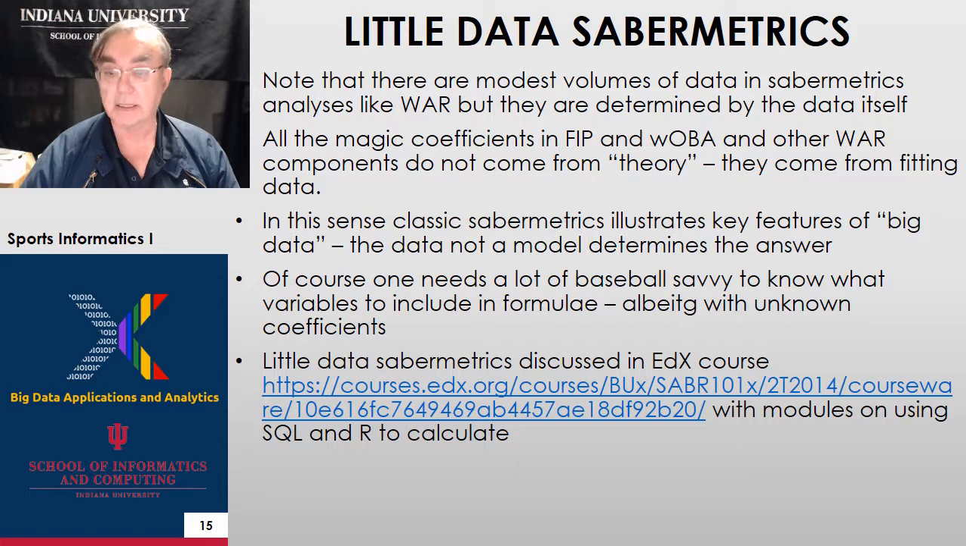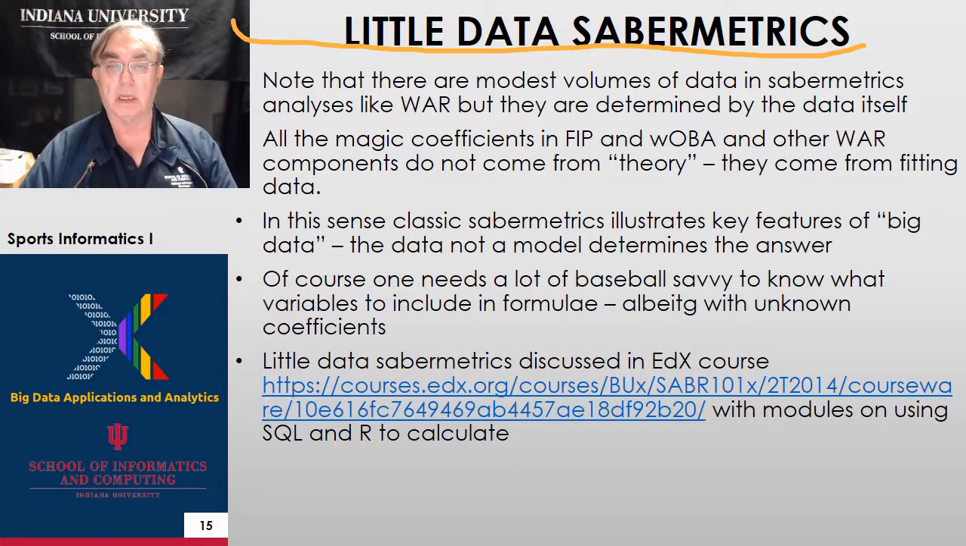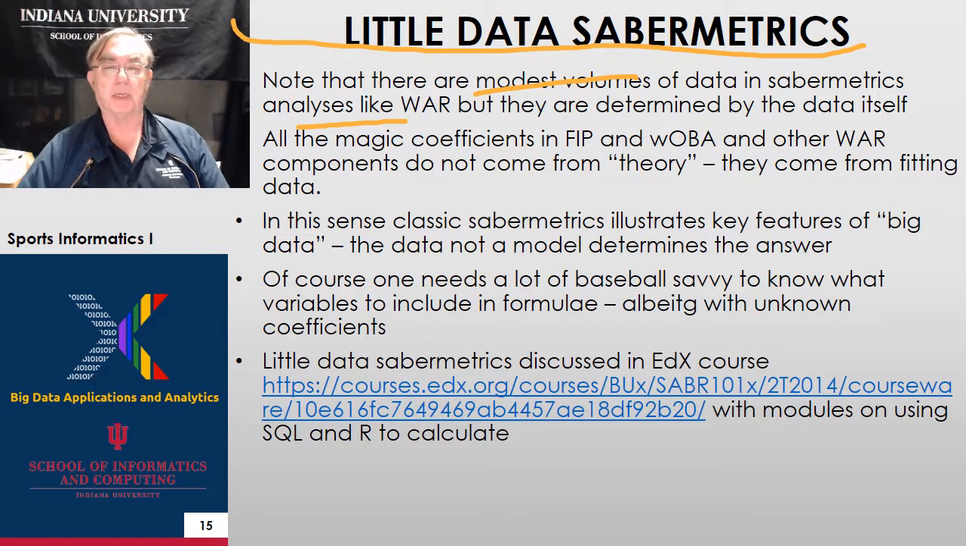And that's the final slide of this section, a summary of little data sabermetrics. And as I point out, they're modest volumes of data. I keep emphasizing this, but it's hugely high quality data. It's much higher quality than many data people look at. We have these interesting examples of magic coefficients in FIP and wOBA. And also the rather complex empirical WAR formulas.